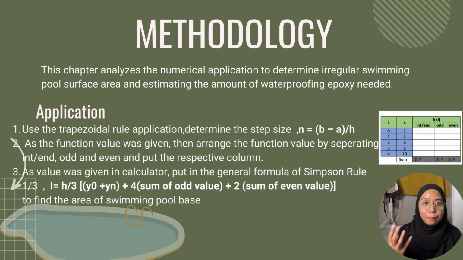After that we need to put the general formula of the Simpson rule 1/3, which is I equals h over 3 multiplied by y0 plus yn, plus 4 multiplied by the sum of the odd values, plus 2 multiplied by the sum of the even values. To find the area of the swimming pool base, this formula is the fixed one.